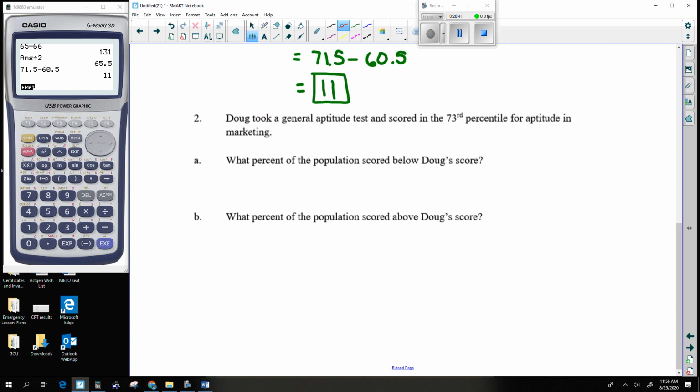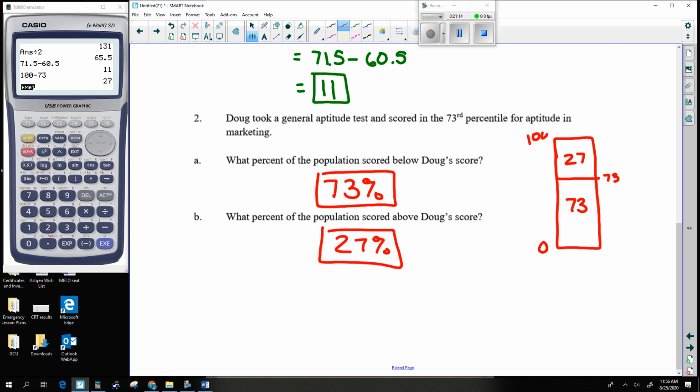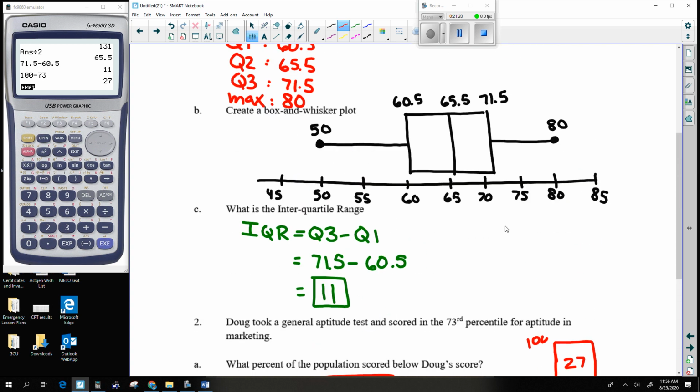Doug took a general aptitude test. He scored in the 73rd percentile. So if this is a scale from 0 to 100, he scored in the 73rd percentile. Okay, that means 73 below and 27 above. So what scored below? 73% scored below. What scored above? 27% scored above. There it is.